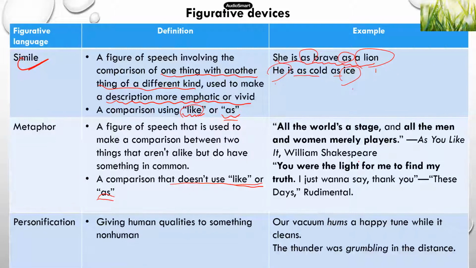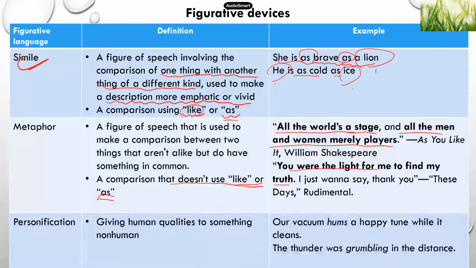This is a quote from William Shakespeare. All the world's a stage and all the men and women merely players. So there's a comparison between the world and a stage, between men and women and players on the stage. Next example, you were the light for me to find my truth. I just want to say thank you. So again, this is a comparison between a person and light, and the light to guide someone to the right direction.